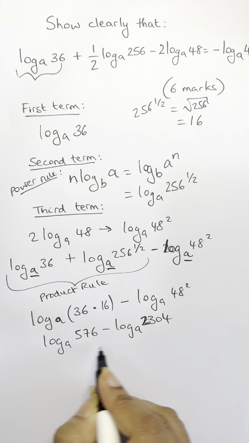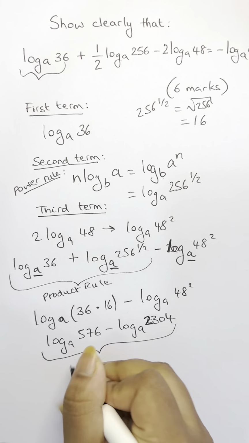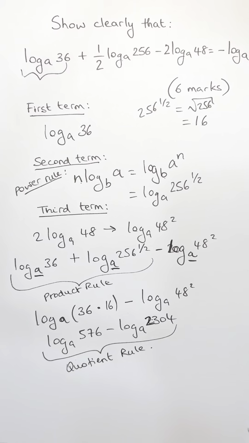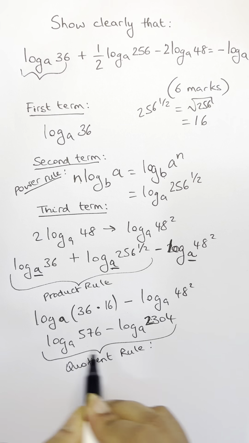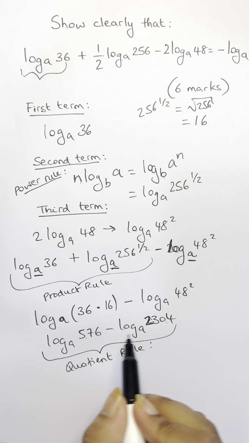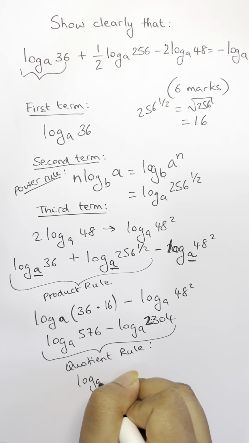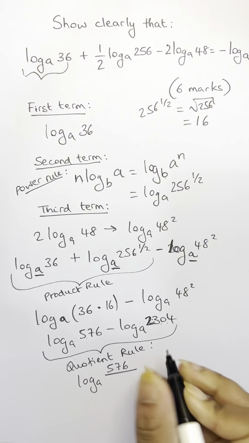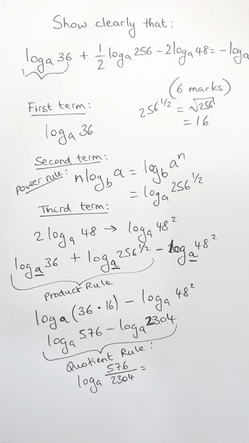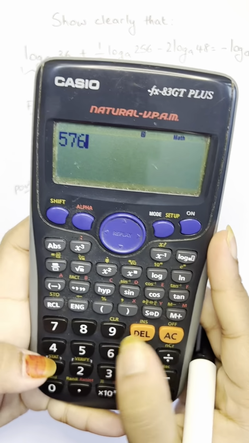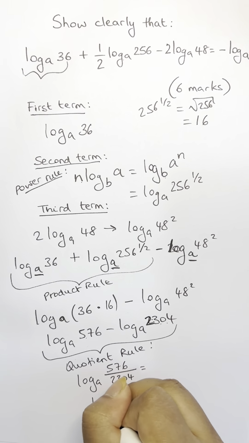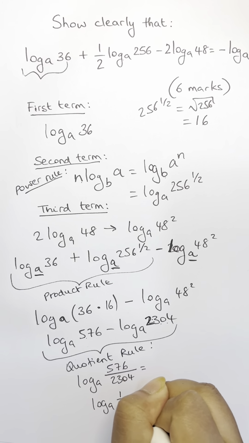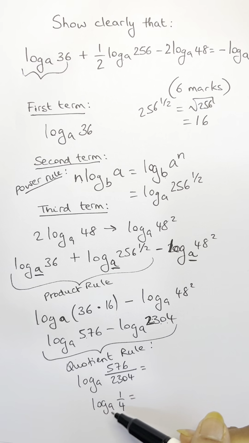Because I've got a minus sign and the same base, I know that I can use the quotient rule. What does the quotient rule say? When you have a negative sign in between the same base, you can divide these two. So it's going to be log base a of 576 divided by 2304. That's 1 over 4. So log base a of 1 over 4.